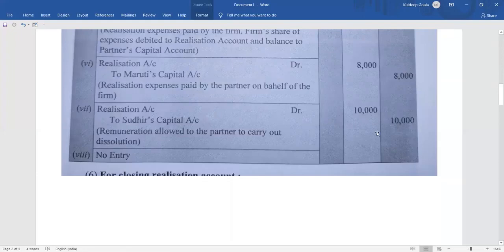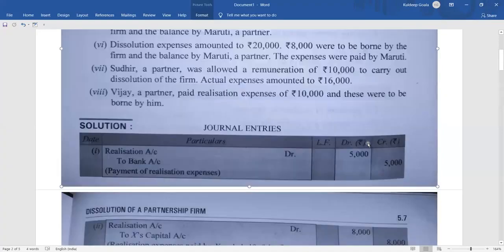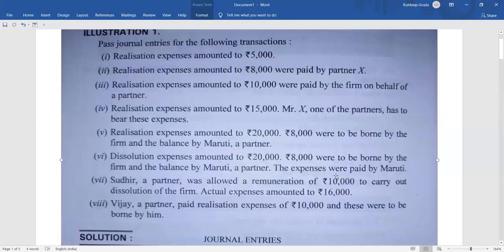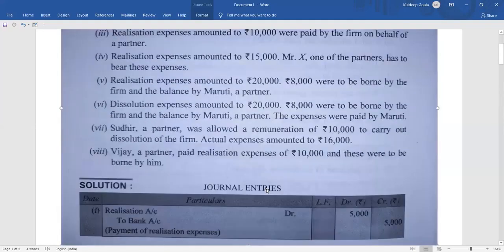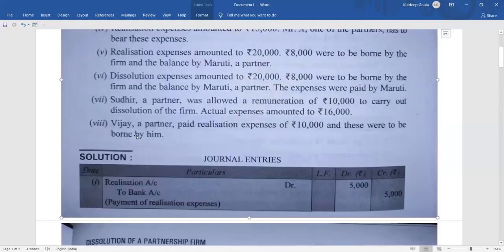Why are we not mentioning 16,000? Because he has agreed that he will bear the expenses and he has taken 10,000. So any extra amount of losses and all, he has to bear. We are not going to see. Okay, Sudhir will bear that expenses. So the amount is 10,000, not 16,000. Clear?